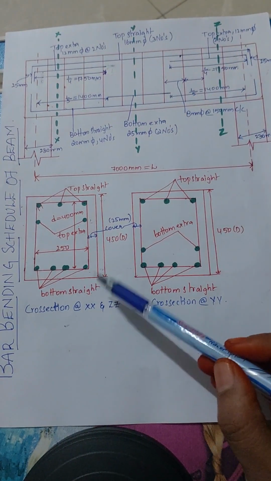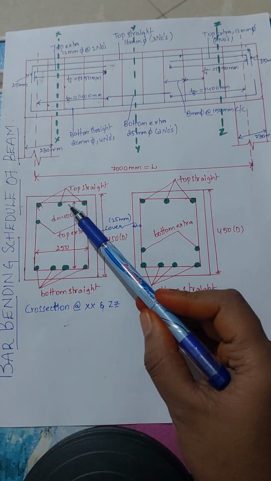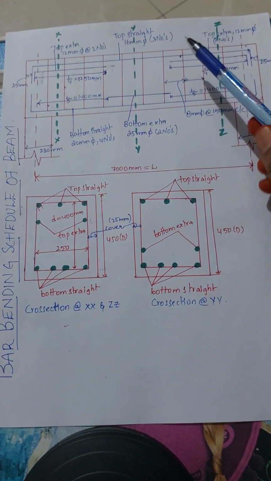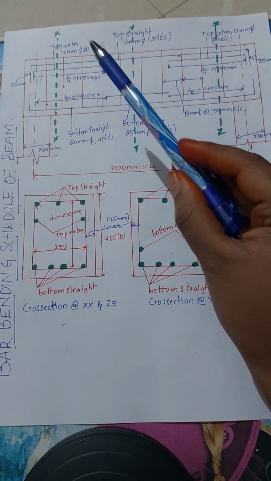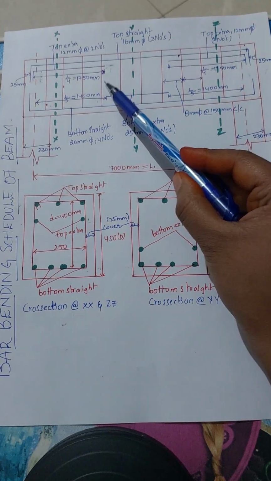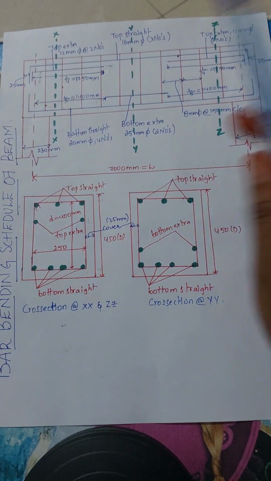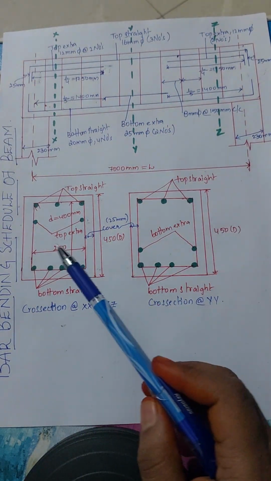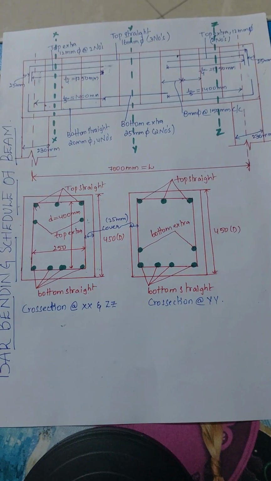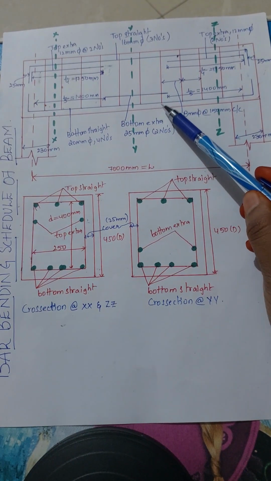So here in this cross section you can see we have provided 3 top straight bars as mentioned here, and we have provided two numbers of top extra. One is this side and another is here, which is of 12 mm dia, two numbers. So here one and here it is two. So here you can see top extra we have provided two times, and here we have provided bottom straight.